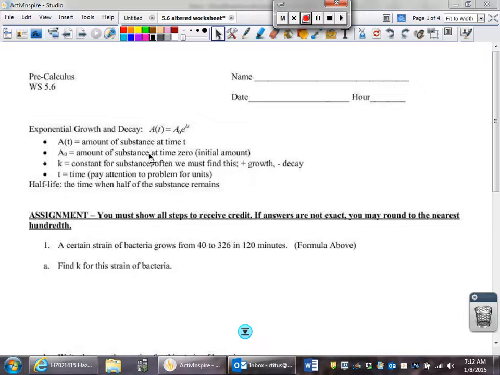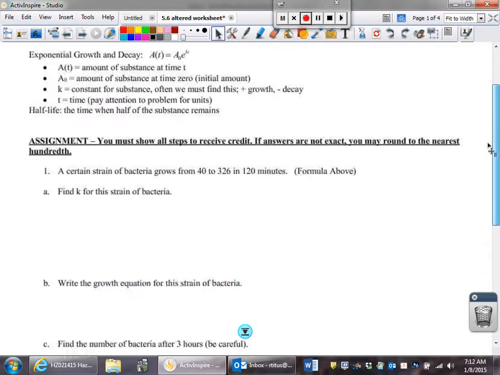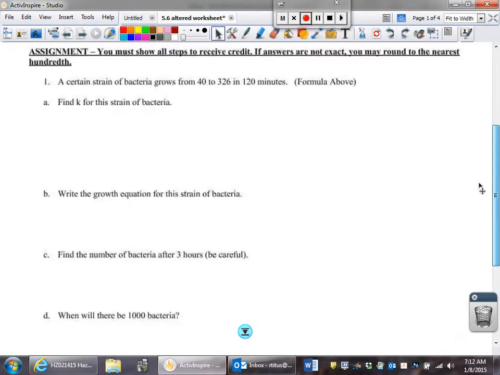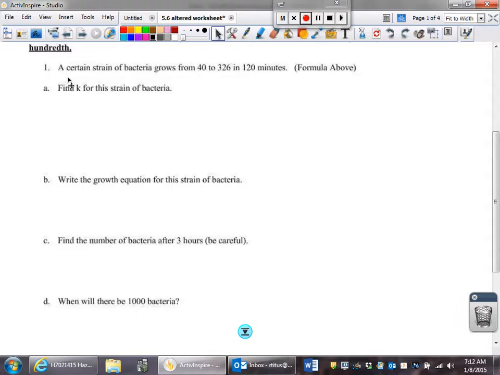You can pause the video if you need to read what each of these variables stands for in the equation. I'm going to pull this down and we're going to start with example number 1. It says a certain strain of bacteria grows from 40 to 326 in 20 minutes. The formula is above. Find K for this strain of bacteria.